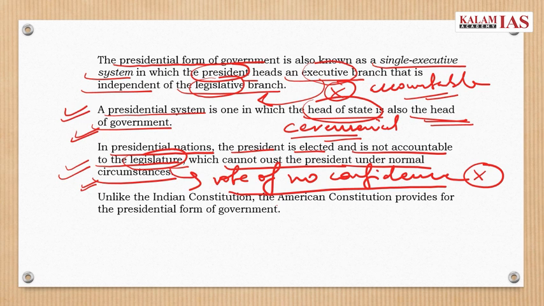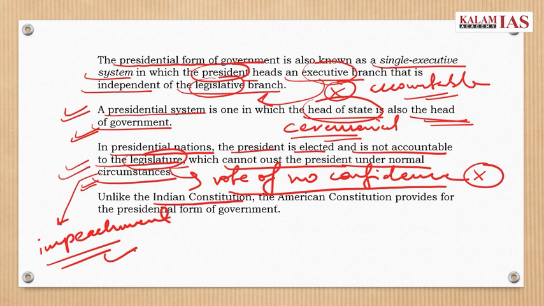But when the circumstances become extreme, and if they want to remove the president, then they have to pass the impeachment motion. Otherwise, they cannot remove him. Now, unlike the Indian constitution, the American constitution provides for this presidential form of government.